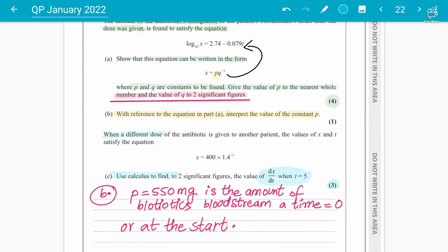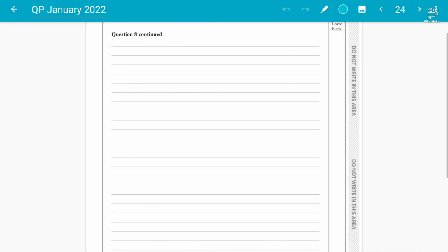So when a different dose of the antibiotic is given to another patient, the values of x and t satisfy the equation. This is the x value. So we have to find the value of dx over dt, that is x with respect to t, differentiation, to two significant figures when t is 5. So let's just do it on a separate page. Okay, so here we go, part C, we are solving, students. Let's write down the equation.